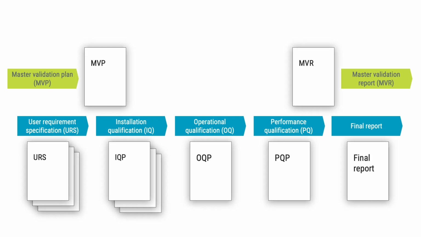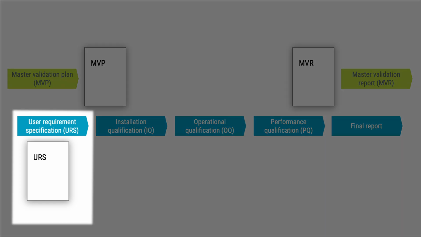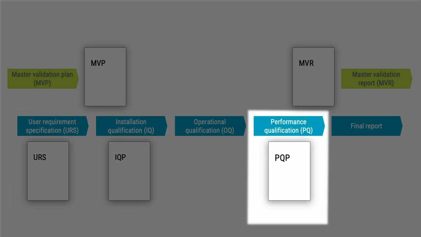Now that is a lot of documentation. However, you don't always need so much documentation. Let's use the validation of a simple label printer as an example. You need a short URS to describe the requirements the printer is to fulfill. You plan the installation qualification in the IQP, install the printer, print a few labels, and document this all in the IQ record. And as there are no settings or parameters on the printer that can be changed, there is no need for an OQ, so you can go directly to the PQ.